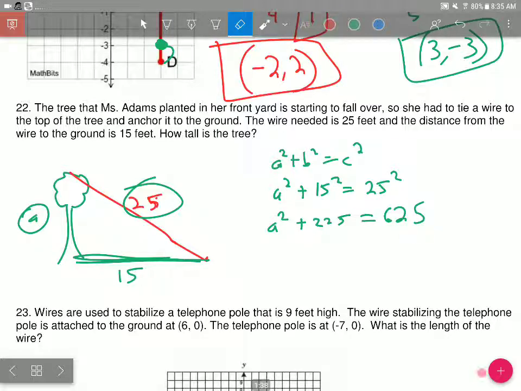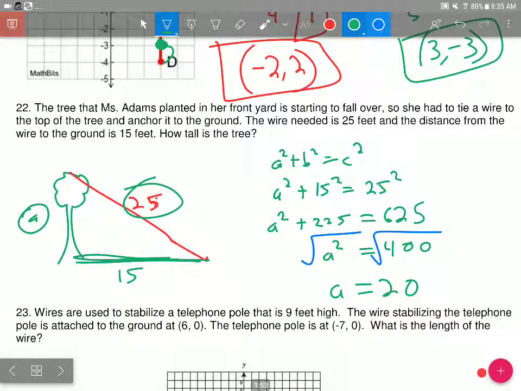All right, subtract that over. So that's a squared equals 400. Take the square root. Therefore, the square root of 400 is 20. Therefore, it is 20 feet. That is this distance right here.